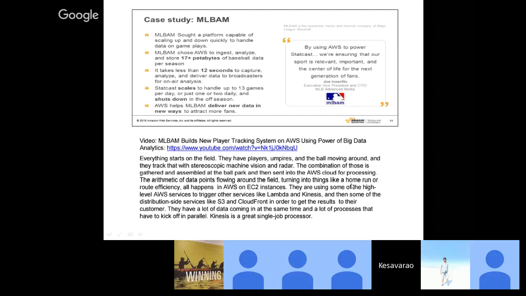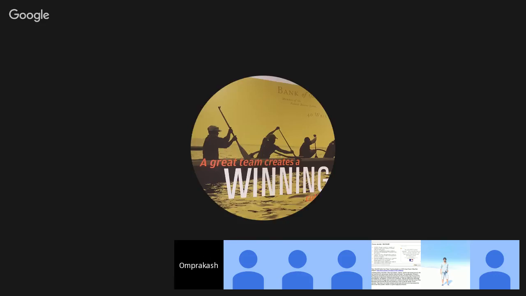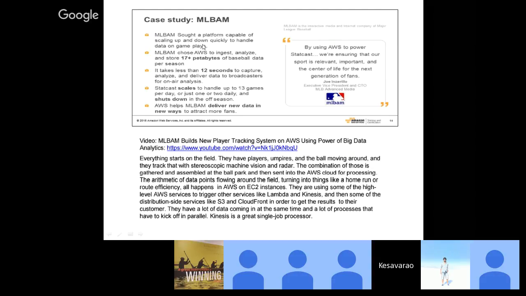So this is one of the very interesting use cases in the sports area, especially in the games entertainment area. If you see the case study, why did they go for this one? Because they wanted to scale up and down quickly to handle the data on gameplays. Not always do you need that capacity. You need high capacity when the game is happening, and you don't need that much when you don't have a game. So they can easily scale up and scale down.